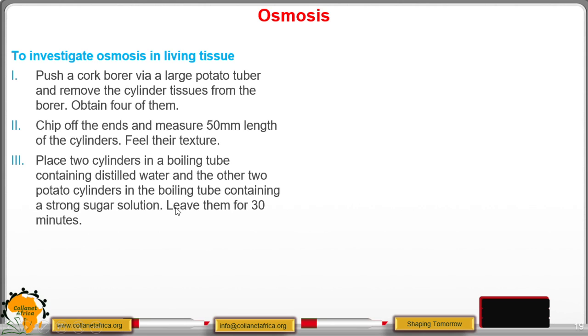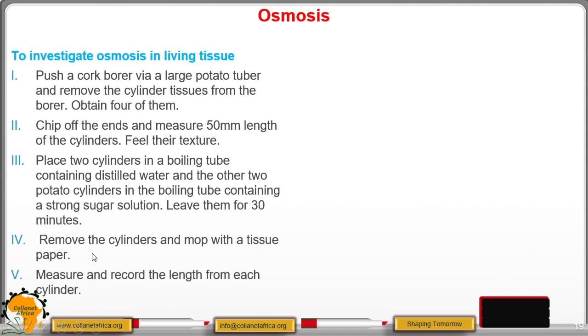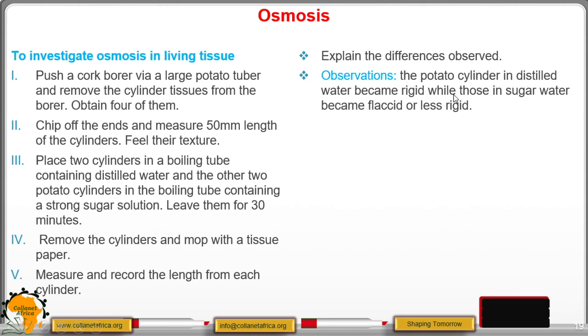And then you just leave the setup for 30 minutes. After 30 minutes, you remove the cylinders and mop or dry with tissue paper, and you have to measure and record the length of each cylinder. Then explain your differences.